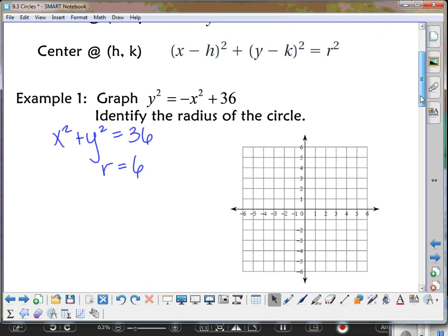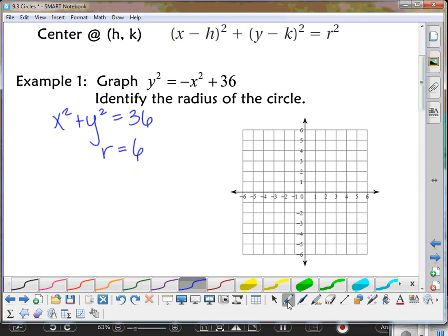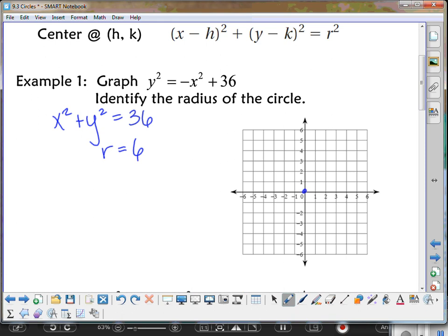All right, so let's graph it now. So the center is at 0, 0. The radius is 6, so I just go out 6 in each of the directions and do the best I can to draw a circle through those points. And that's all there is to graphing a circle.